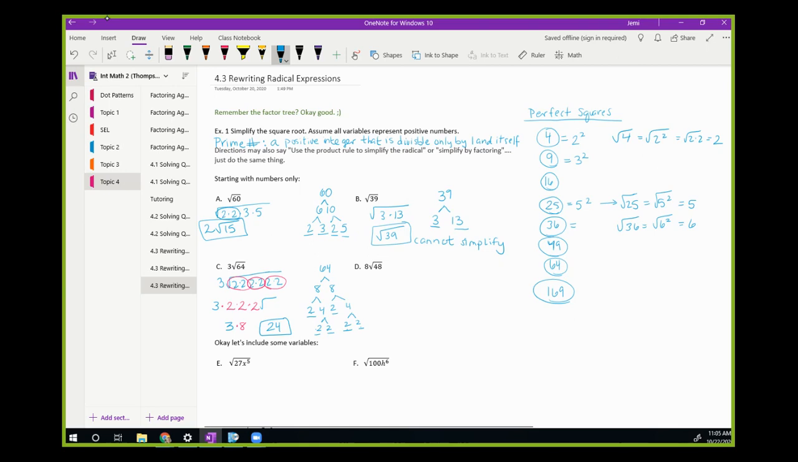All right. Question D. So I have an 8 in front again. And I need to take the square root of 48. I'm going to pause here and give you a head start to try it.